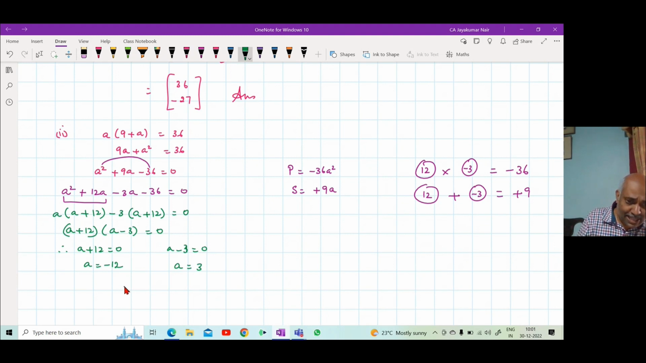So what do I get? A is equal to minus 12 or 3. But I can't write minus 12. The reason is the length cannot be negative. So this is an invalid answer. Therefore, what is the value of A? A is equal to 3 centimeter. This is your answer.